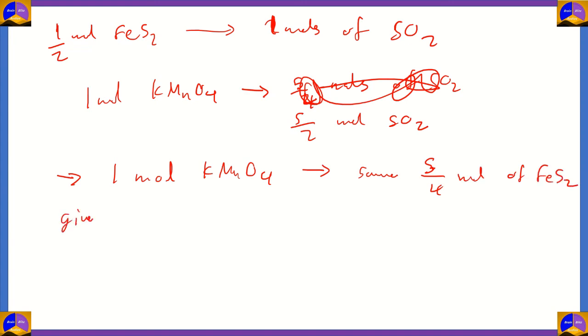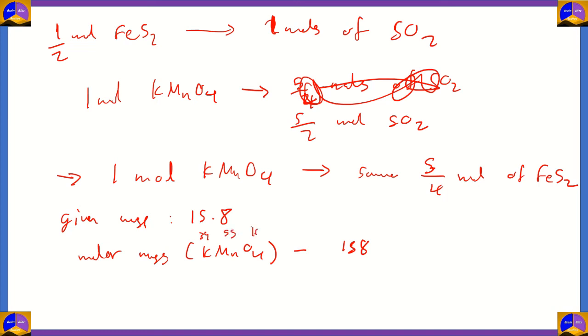Now we know that the given mass is 15.8 grams. We're looking at KMnO4 here, so the molar mass of KMnO4 is 158. It's basically potassium with 39, manganese with 55, and oxygen is 16, but we have 4 of them, so you get 64. Add those up, you'll get 158. So given mass by molar mass, the number of moles will be equal to 0.1. So now we know that 0.1 moles of KMnO4 are present in 15.8 grams.